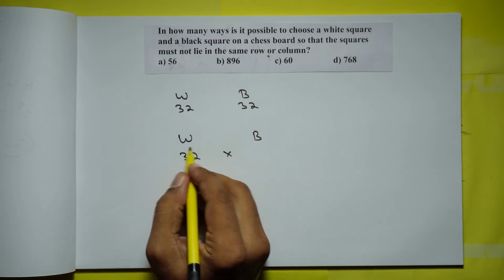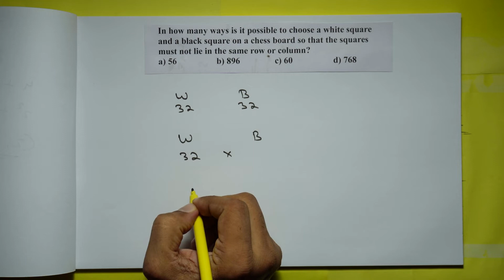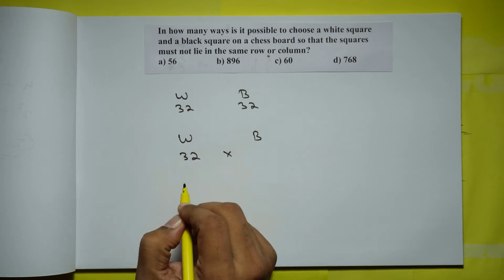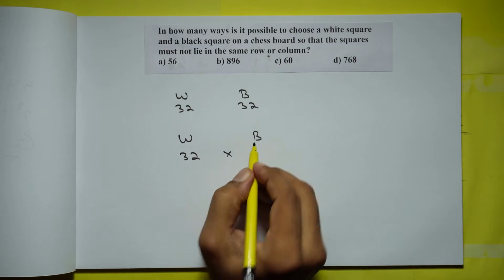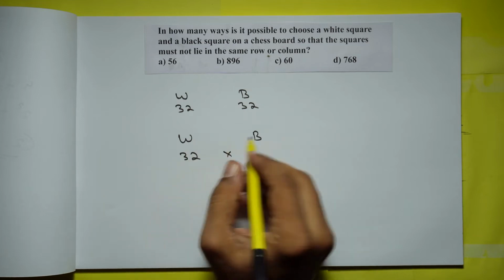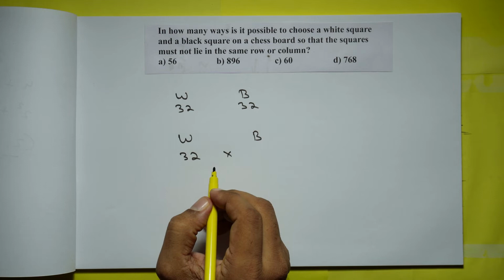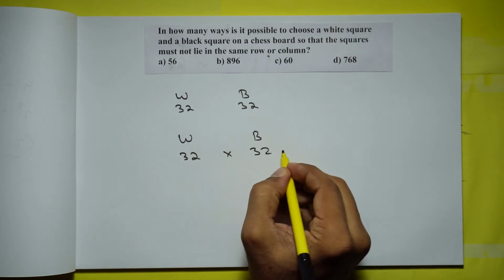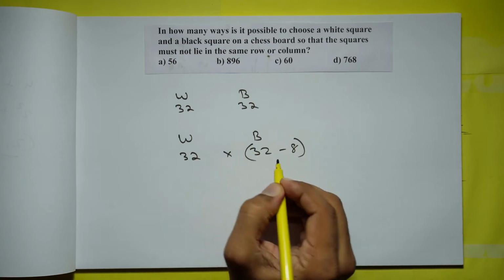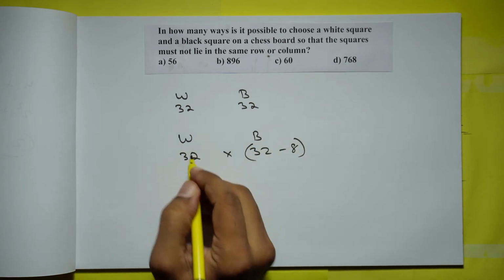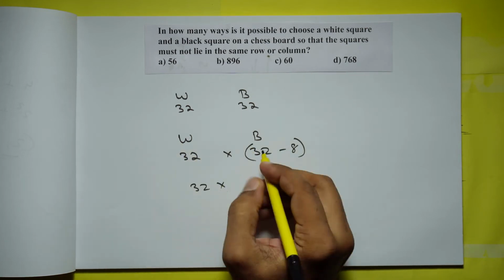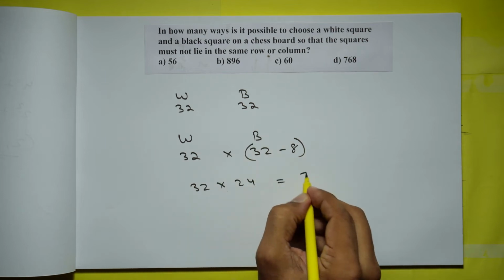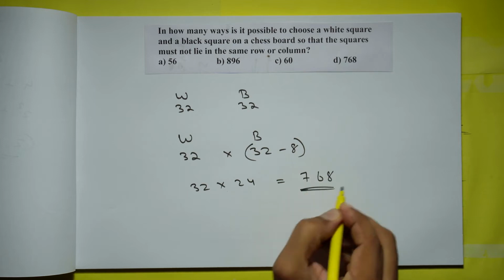Also in its column there will be 4 blacks. Those 4 blacks in its column cannot be chosen, and the 4 blacks in its row cannot be chosen. So 8 of them cannot be chosen. So 32 are there, and those 8 of them have to be excluded. So 32 possible outcomes for the white and then 32 minus 8, the remaining 24 possible outcomes. So altogether you will get 768.